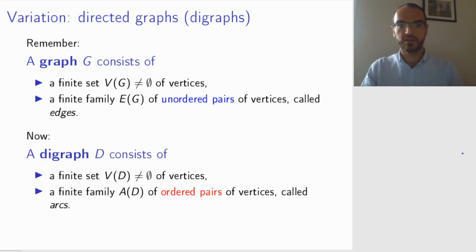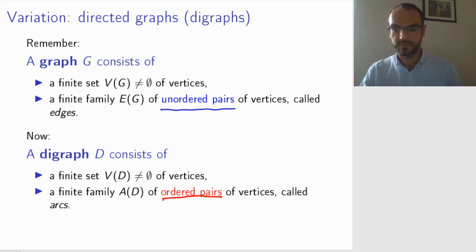And the first variation we will consider is a digraph or a directed graph. So the only difference between a digraph and a graph is that instead of saying that our edges are unordered pairs, we require them to be ordered pairs. And we call them arcs, but this is just a difference of name. It's not so much to worry about, and some authors call arcs edges and so on.